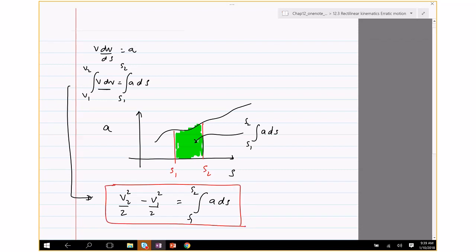So if you're given the acceleration displacement plot, then you can find the change in, well, it's not really velocity, but velocity squared in this format, equals the integral of a ds. Okay, so you can find the area. Again, there'll be simple shapes: squares, rectangles, triangles, and trapezoids. You can find the area.